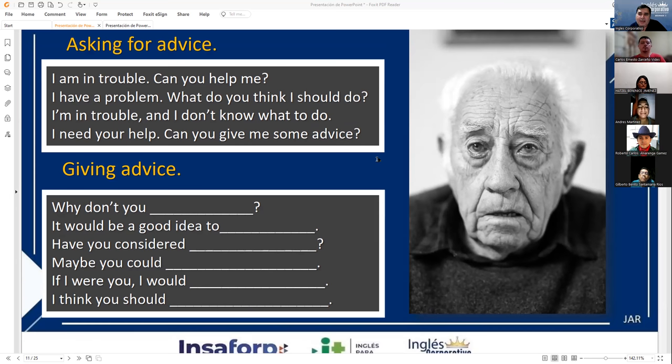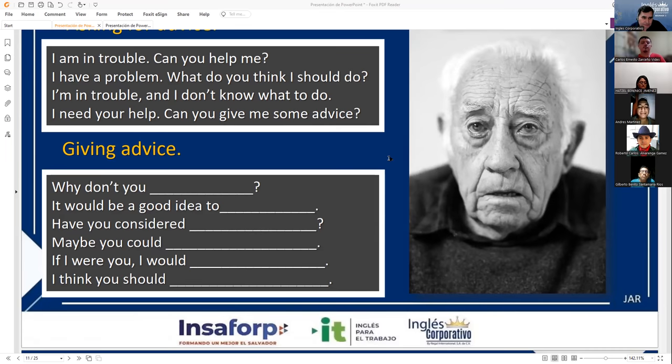Now, giving advice, asking questions. For example, you say, I didn't take the exam because I was late. Why don't you talk to your teacher? Why don't you ask him for another opportunity? So, question. It would be a good idea to talk to the teacher. Have you considered talking to the teacher? So, over here, let's say, why don't you talk to the teacher?